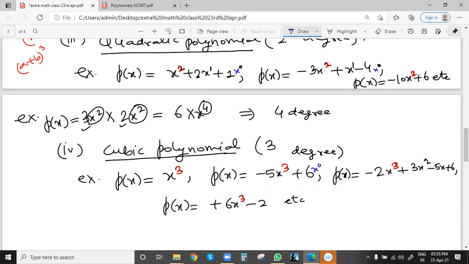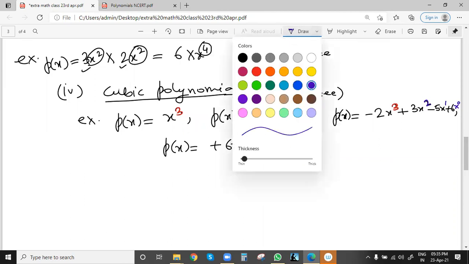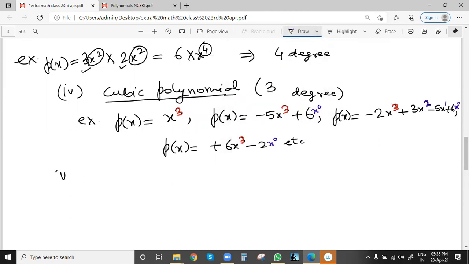Here the other powers are 2 and 1. For minus 5x, that means minus 5x to the power 1. Here 6 means 6 into x to the power 0. So other powers are also there, but the maximum will be 3. Here minus 2 means minus 2 into x to the power 0. So the maximum power of x will be 3. That's why it is a cubic polynomial.